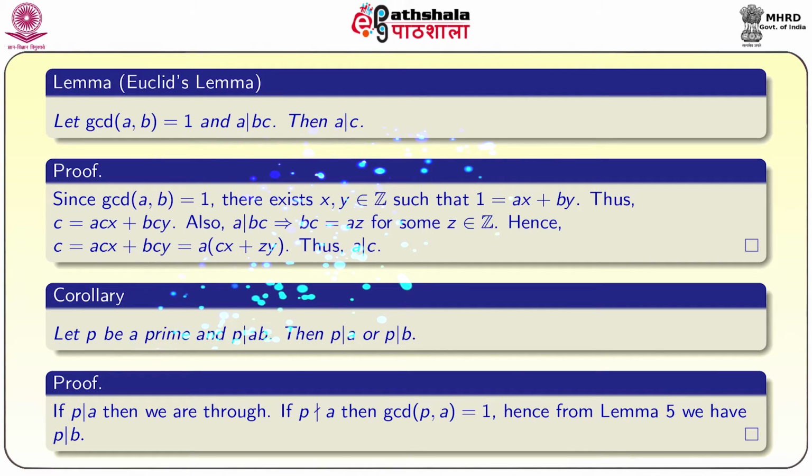If p does not divide a, then what does it mean? GCD of p comma a becomes 1. It is because the only divisors of p are 1 and p. So, GCD of p comma a is a common divisor of p and a. So, the only common divisor is 1. Hence, from Euclid's lemma, we have that p has to divide b, since p divides ab, it is given. Now, GCD of p comma a is 1. So, p has to divide b.